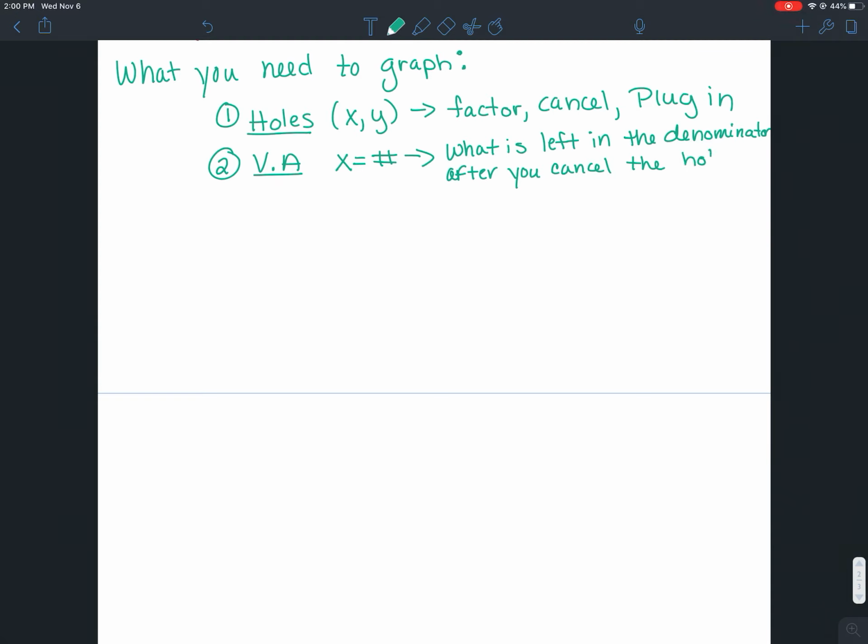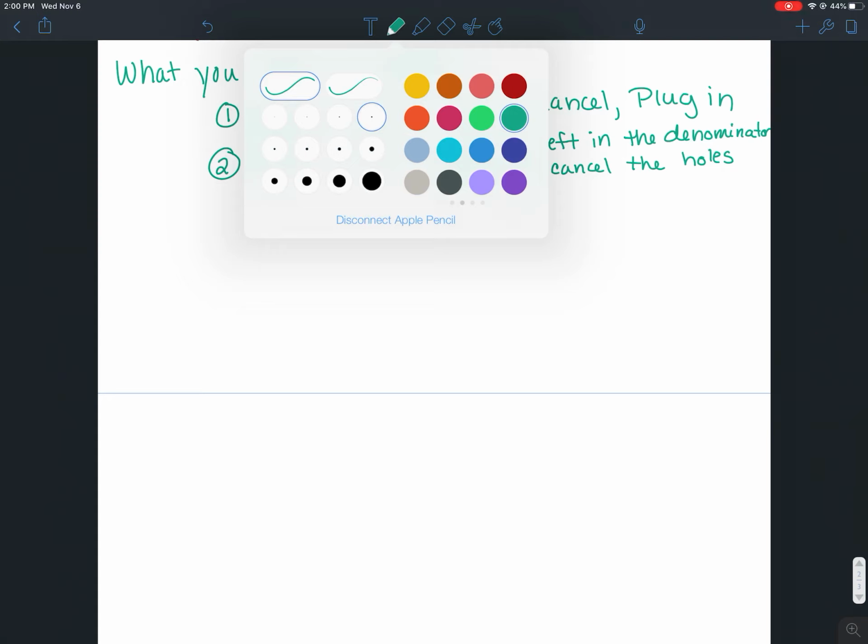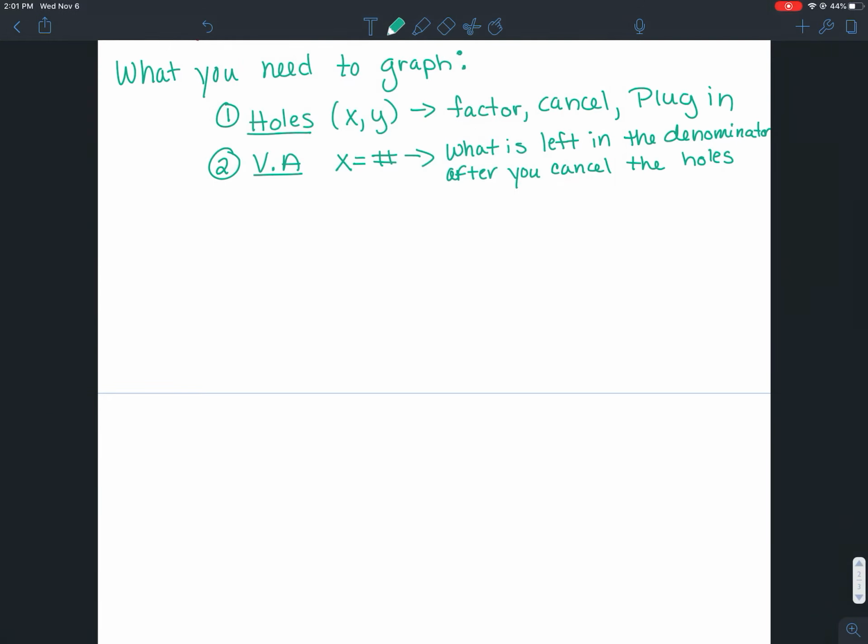So reiterating this as well, guys, you can't be a hole and a vertical asymptote. It's one or the other, okay? This is not a double dipping type of deal. One or the other. All right, number 3, you need to know your horizontal asymptotes. Okay, that's y equals a number.